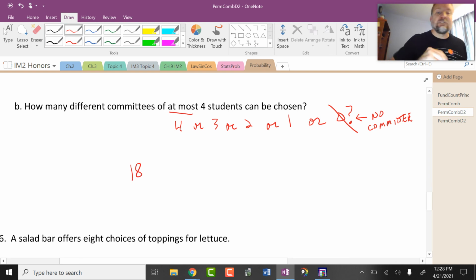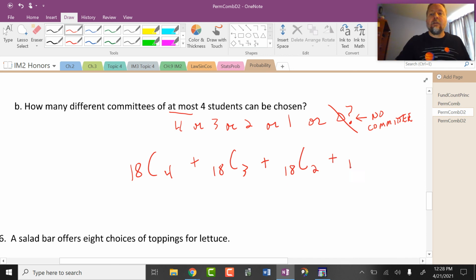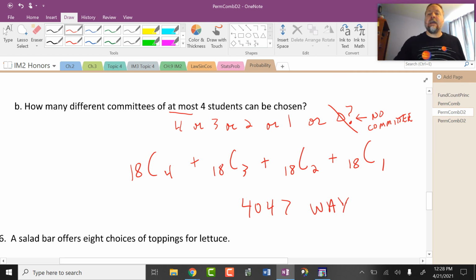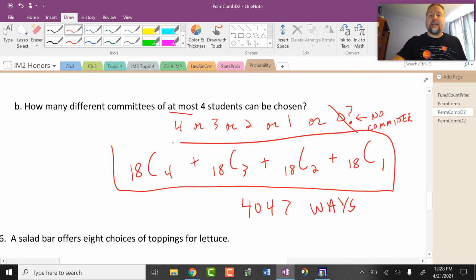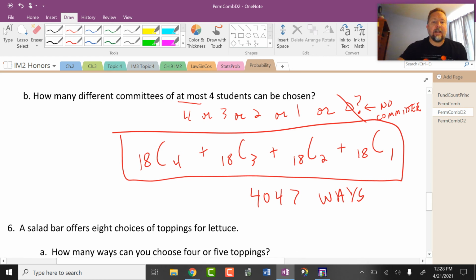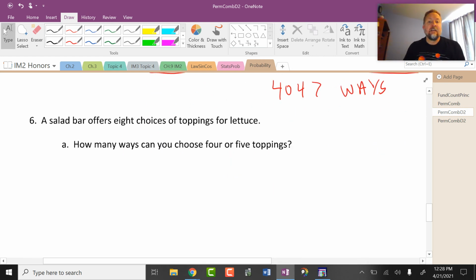Okay. There's 18 total students. Doesn't separate the classes. So from 18, it's four or three or two or one. And then if I put zero there, it's really not what would be happening. This is 4047 ways. So again, how would I type this on the calculator? Exactly as that looks, all in one shot, and then press enter. And that's up to you to check. Can you do that and make that happen? It's pretty easy.